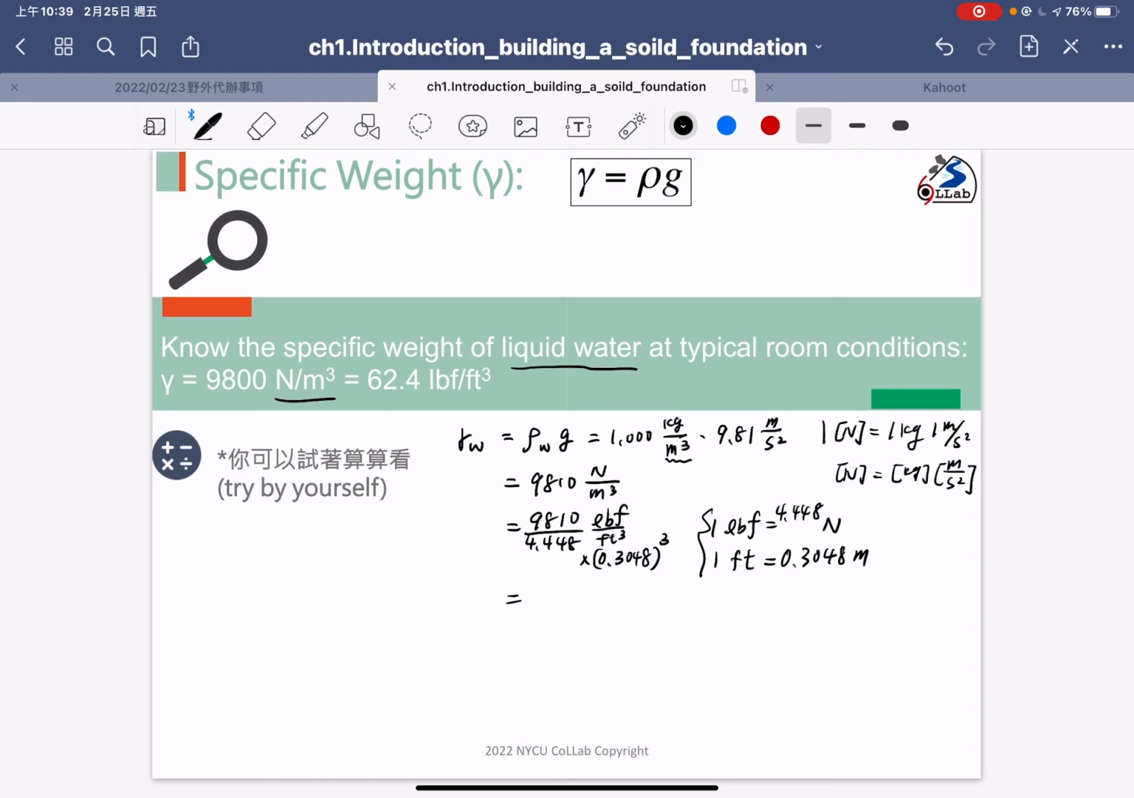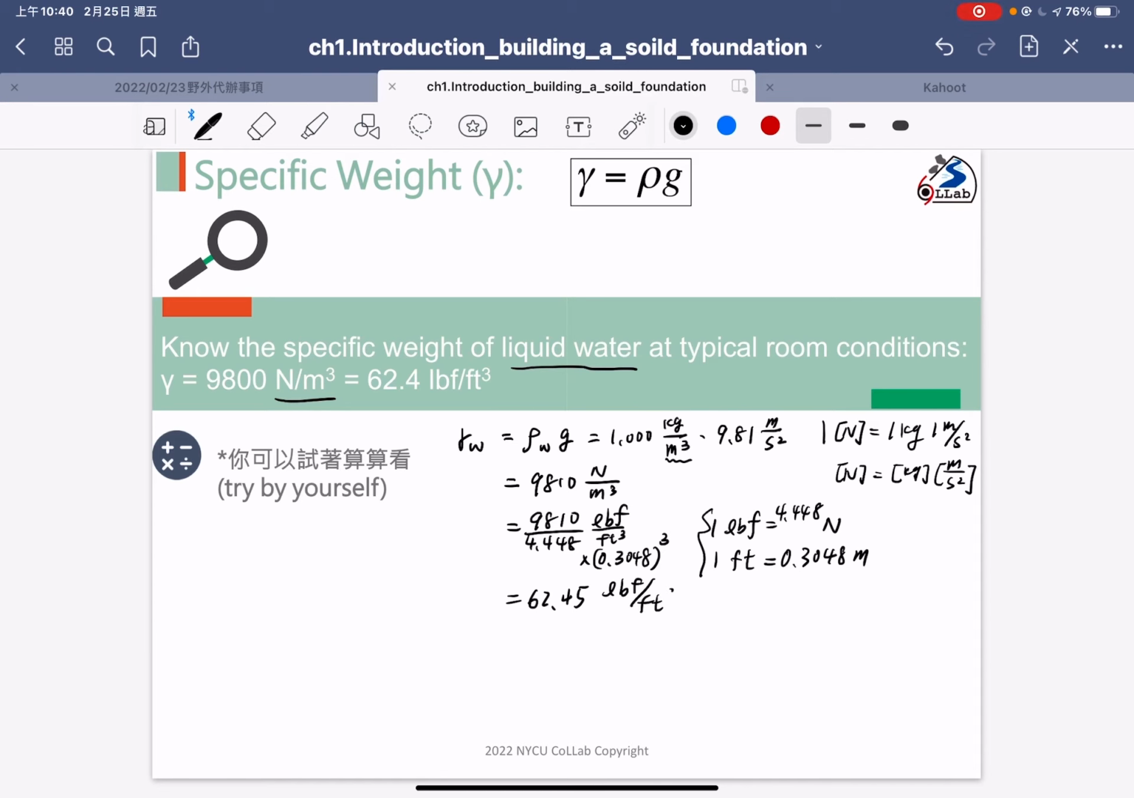For me, my calculator shows the number is 62.45. And the unit right now is pound force divided by ft cubic. So for the first time, we can derive and convert the unit by ourselves, right? But in the future, you may keep in mind the number, and then you don't need to recalculate again. So this is a very important number you need to keep in mind.